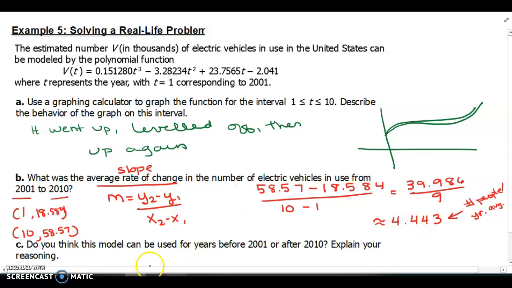Okay, in part C it says, do you think this model could be used for years prior to 2001 and after 2010? I would say no, because not too much before 2001, it goes negative. Can't have a negative population. And then after 2010, if you zoom this out, it increases very, very rapidly. So I would say no, it increases too rapidly.